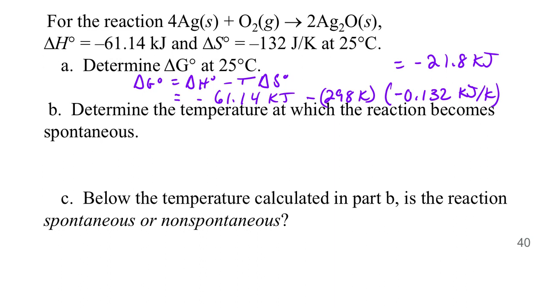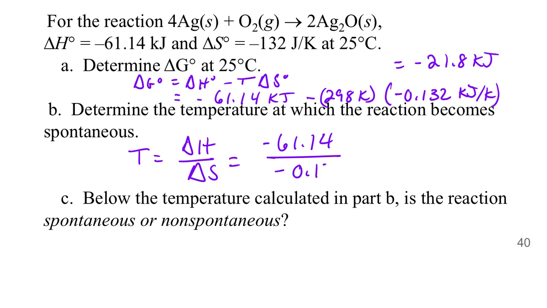I'm glad I did this example because it just messed my brain up, which means it might mess yours up, so get ready, okay? So we're gonna use our T equals delta H over delta S. Watch our units, minus 61.14 over minus 0.132. And we're gonna end up with 463 Kelvin for the temperature at which the reaction becomes spontaneous. Or in Celsius, 198 degrees C. I told you it messed up my brain.